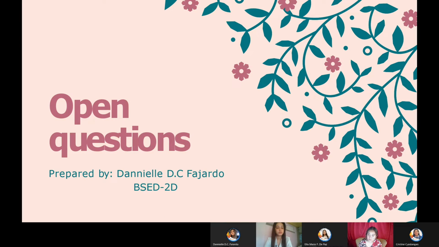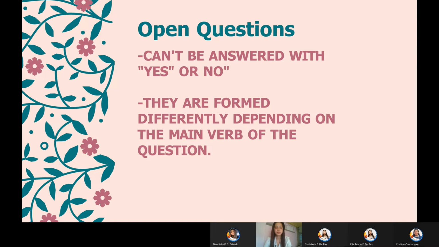Open questions can't be answered with yes or no. They are formed differently depending on the main verb of the question. An open question is a question that cannot be answered with a yes or no response or with a static response. These are questions that require one person to answer in their own words. They are formed differently depending on the main verb of the question, which I will discuss later on.